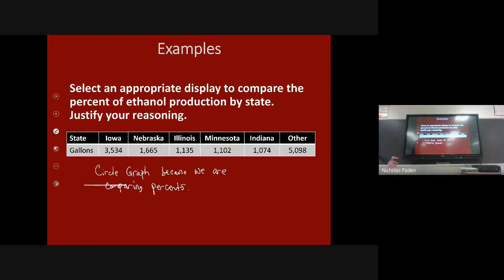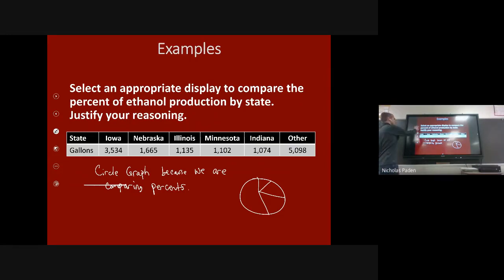So if we were comparing something other than percents, we might use a different one, but that means we're going to have our entire thing, which is all the amount of ethanol, and then we would separate it by different state. So we would continue to do that until we get all the states done.